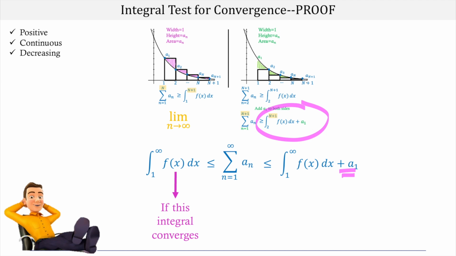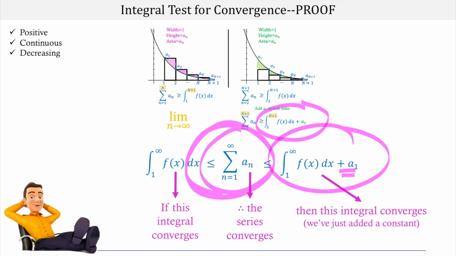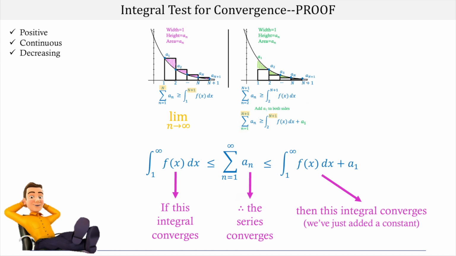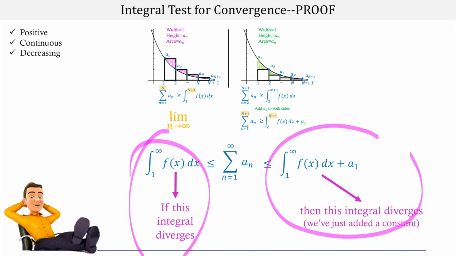So if this guy converges on the left, then this one also converges. We've just added a little constant on the end, which means the one in the middle, this is the series that we're interested in, that has to converge. It's squeezed into converging. The same would be true that if this integral diverges and this integral diverges, all we've done is add a constant, then the series also has to diverge. So there you go, the proof for the integral test for convergence.